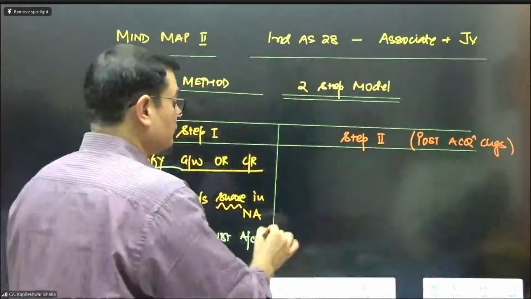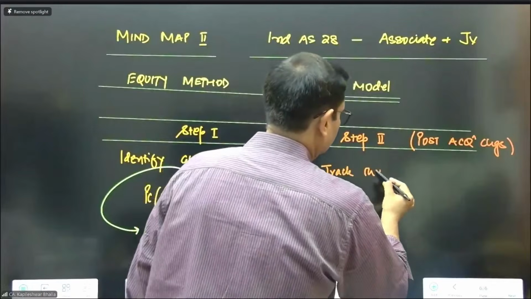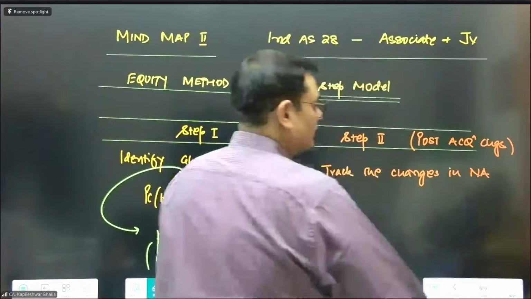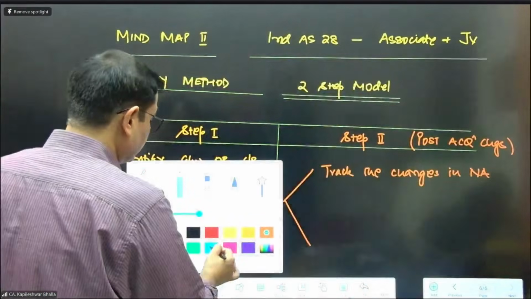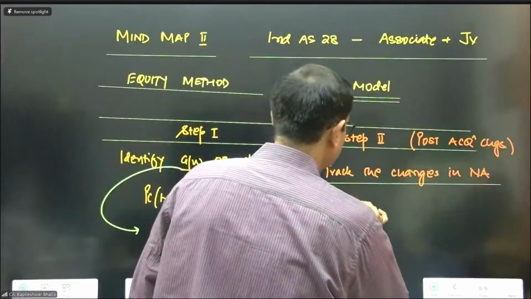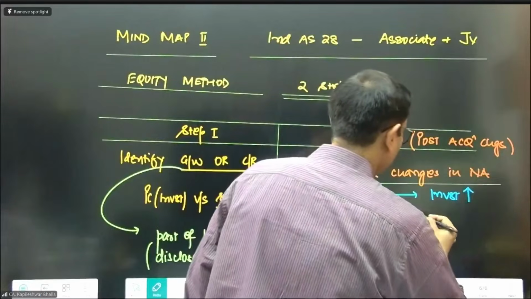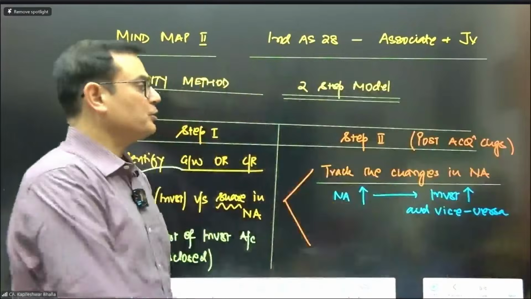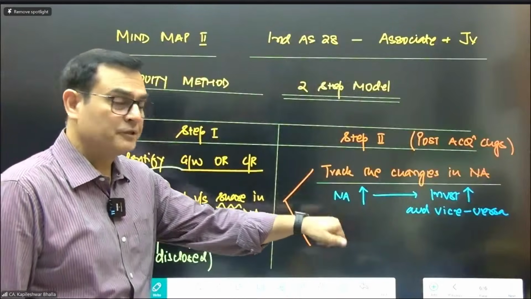So in terms of step number two, there are two things to be done. One is you need to track the changes in net assets. That's how you can map your mind. Tracking the changes in the net assets would mean that if the net asset goes up, so does the investment value go up, and vice versa. So that is tracking the changes in the net assets. The net assets move up, the investment goes up, by the share in the increase.